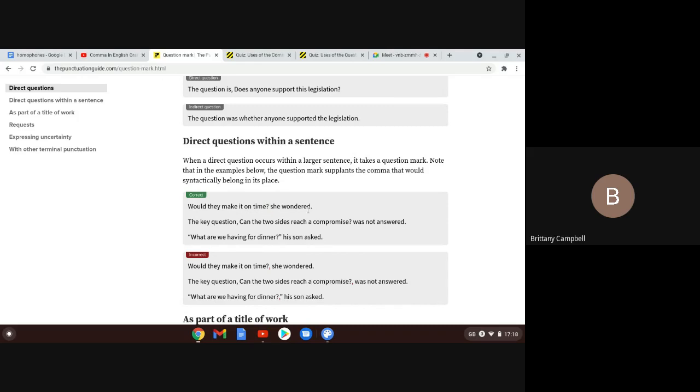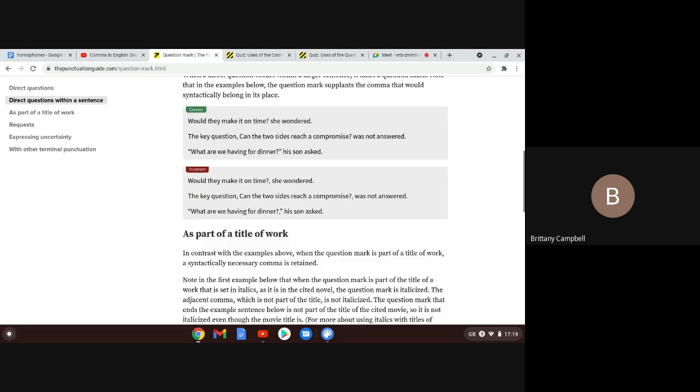She wondered. So the key question, can two sides reach a compromise? Was that answered? What are we having for dinner? His son asked. So do you realize what happened? After the person wanted to find out something, that is where you go ahead and insert the question mark because it is a direct question being asked.